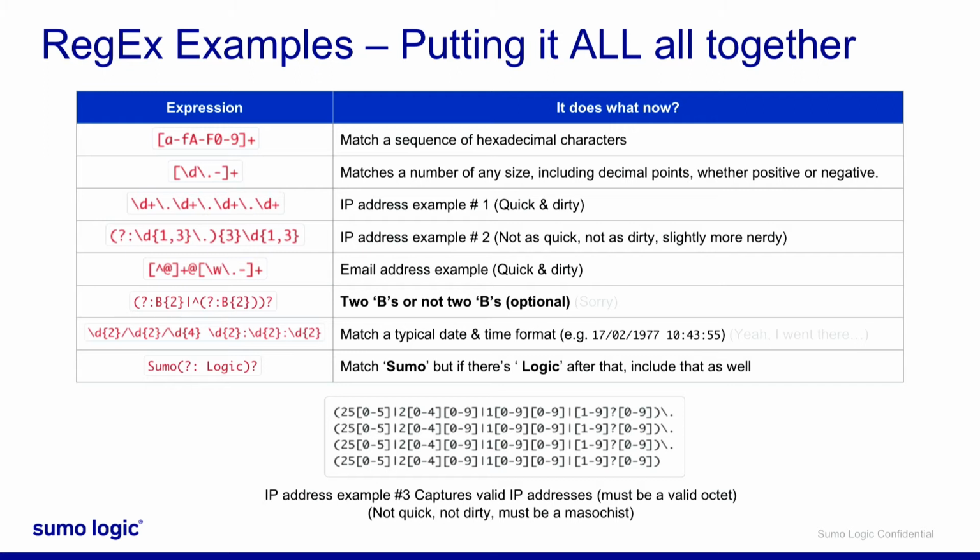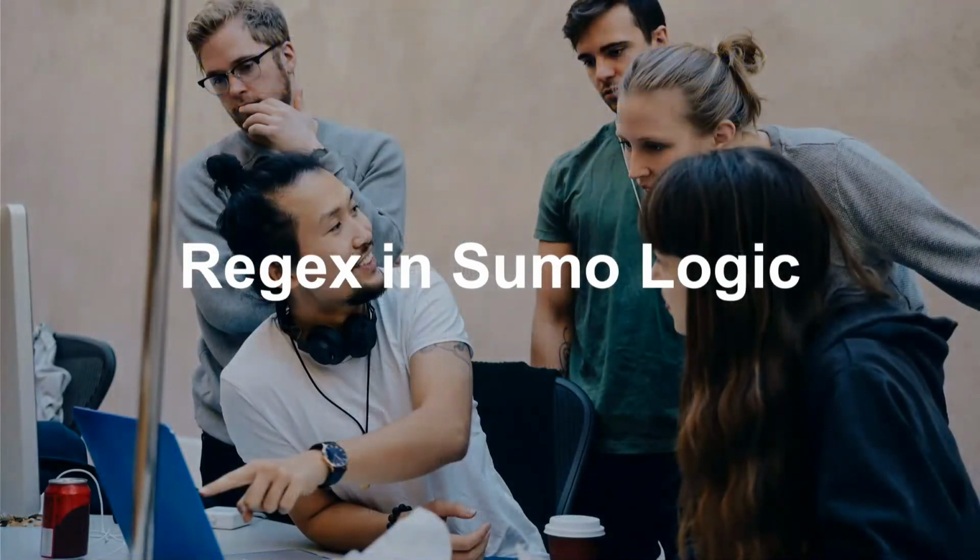Let's keep going. There's another good example of our lazy, optional operator. Okay, let's get to the fun part. Let's figure out how we use this in Sumo.